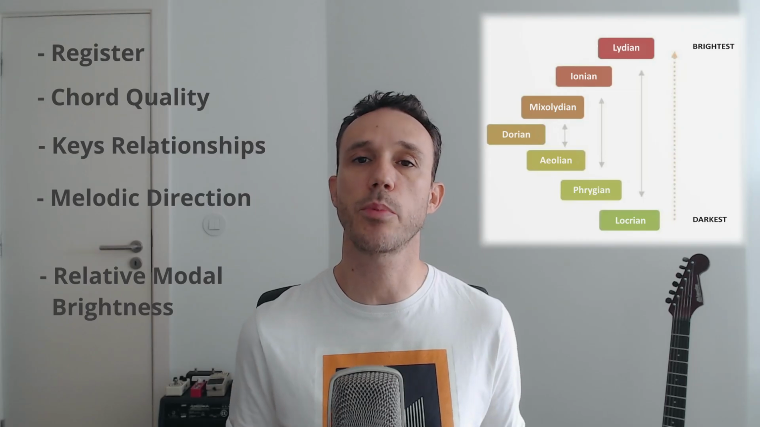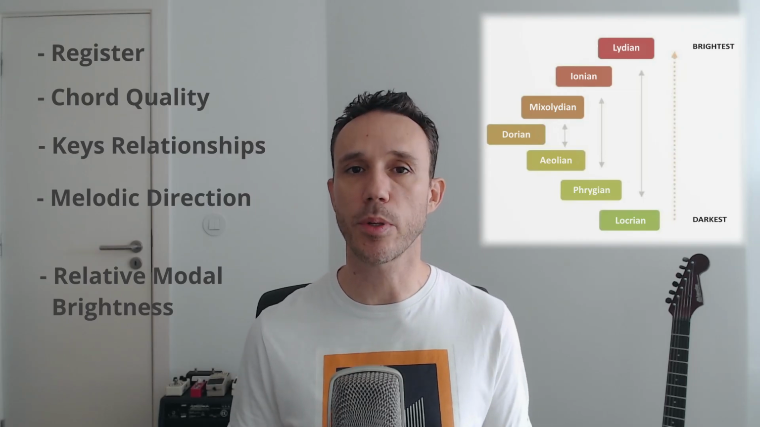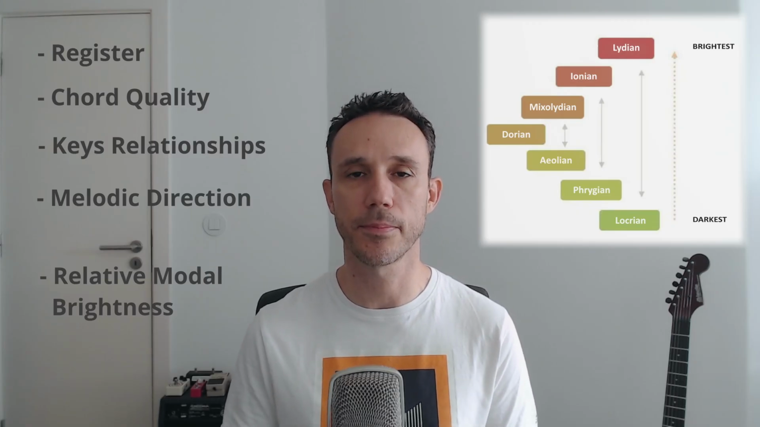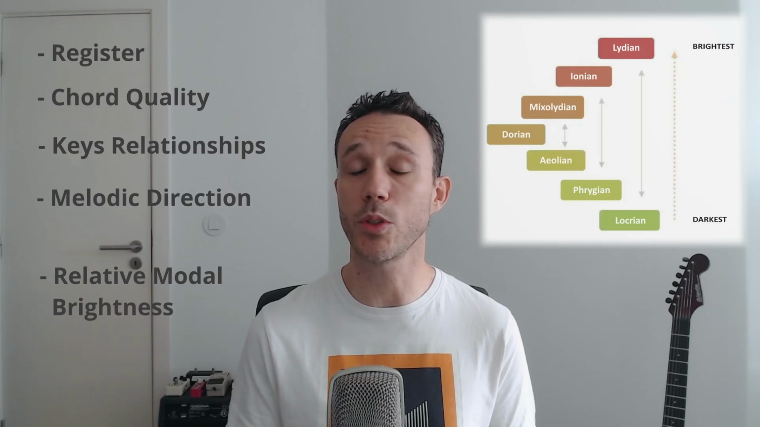The next one is relative modal brightness. Major modes tend to sound brighter than minor ones, largely because of the direction intervals resolve. Modes with upward interval resolutions sound brighter than those resolving downward. Here's a quick example moving from C Mixolydian to C Ionian just to illustrate. And with this in mind, let's get to the musical examples.